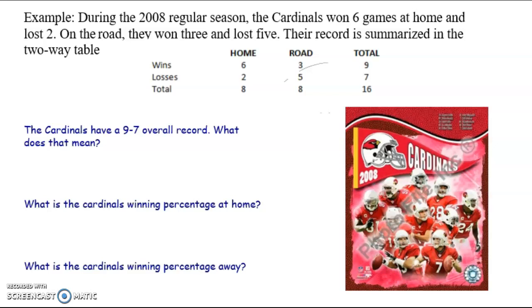And the good news is we have our subtotals right here. I believe they call those marginals. And then you got totals over here, some more, and then you got a total of 16. All right, so let's get focused here. When they say the Cardinals have a 9-7 overall record, that means the Cardinals won 9 games and lost 7 games. So a little bit over .500 for the season.